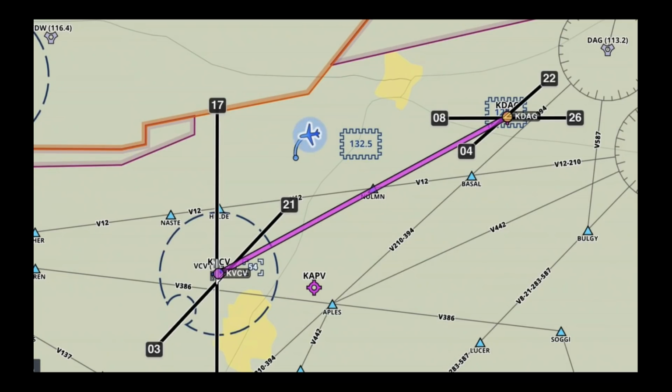And in this case, my track vector is really, really short, but I can change the length of the track vector and change how far out ForeFlight is basically projecting where my aircraft's going to be.